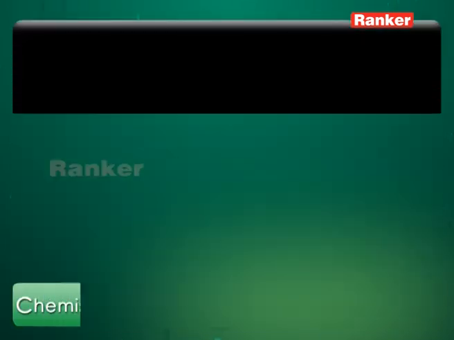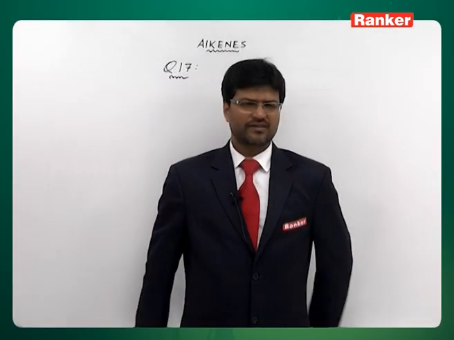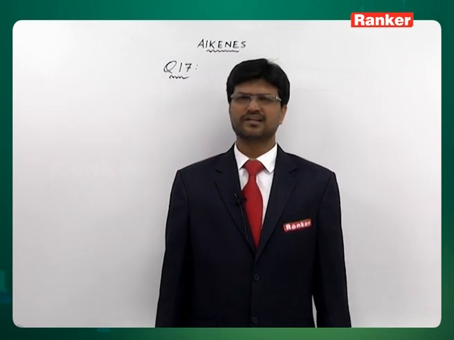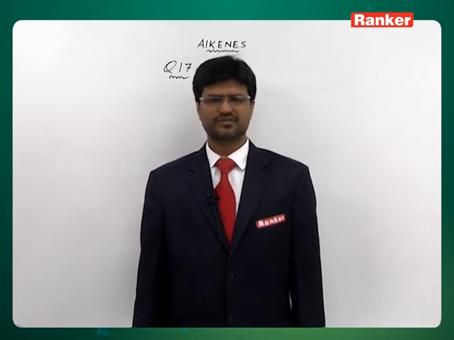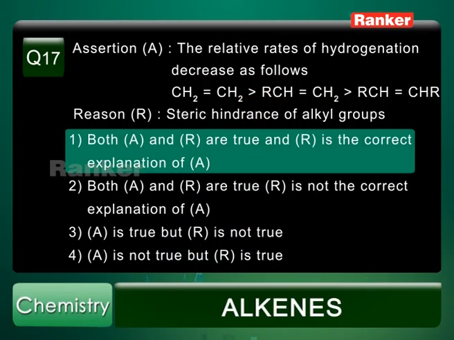Question number 17. This is an assertion reason type of question. The relative rates of hydrogenation decrease as follows: ethene greater than monosubstituted alkene, then disubstituted alkene. Reason is steric hindrance of alkyl groups. Actually, this is the correct order of rate of hydrogenation. Ethene undergoes hydrogenation more readily than the monosubstituted alkene, which is more reactive than disubstituted alkene. And the reason given is also correct. Steric hindrance is the factor. So, the correct answer is first option. Both A and R are true, and R is the correct explanation of A. Steric reason can be taken as a correct reason for this.